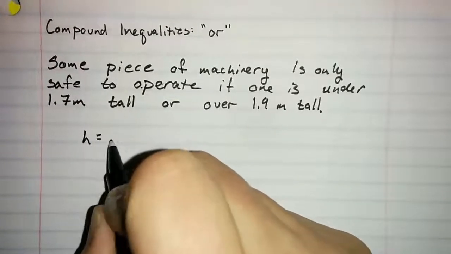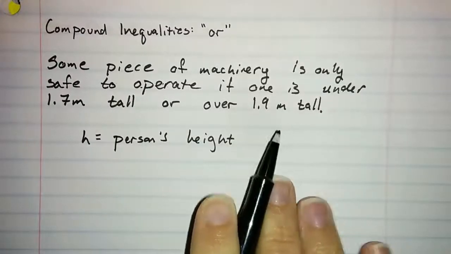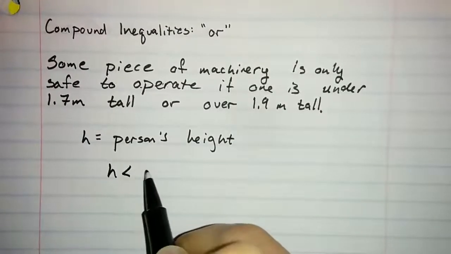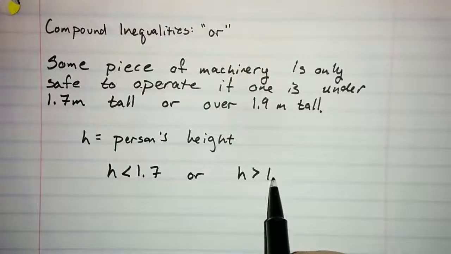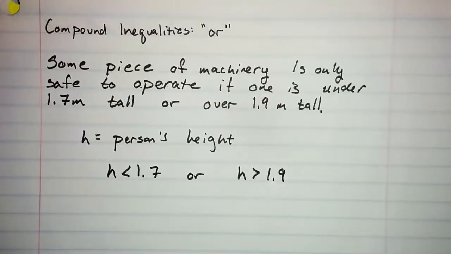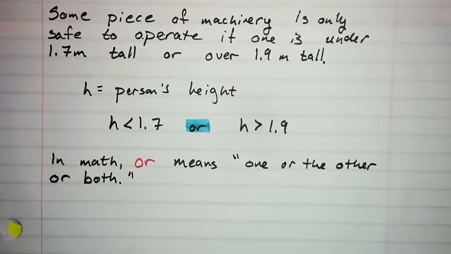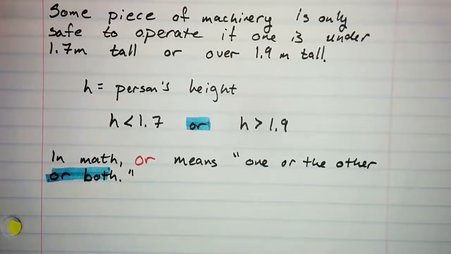If h is the person's height, we would describe this rule as h is less than 1.7 or h is greater than 1.9. Now I want to call your attention to this word or, because the word or in mathematics has a slightly different meaning than it does sometimes in English. In math, or always means one or the other or both. The or both option is always included in mathematics.